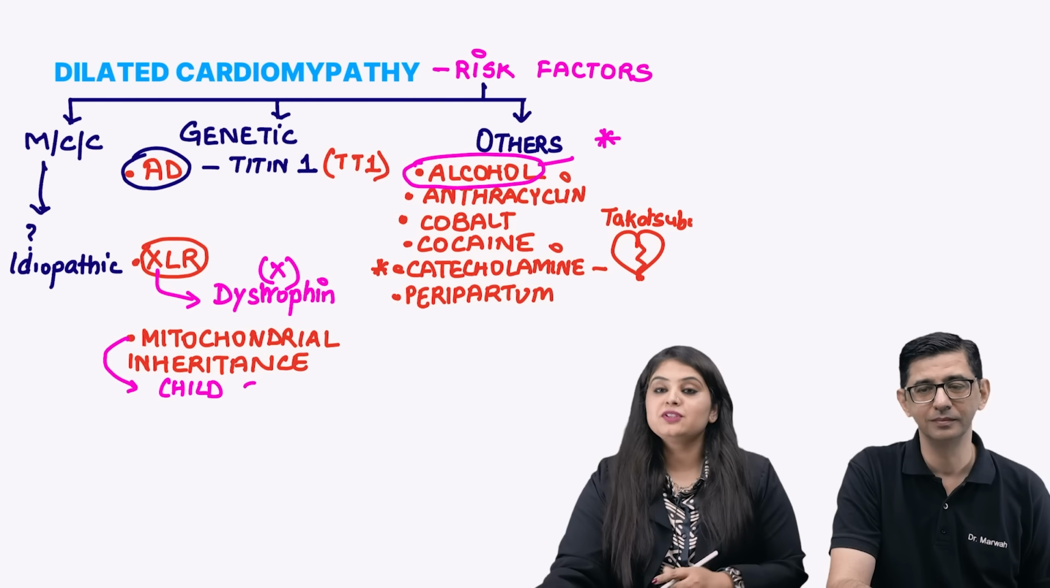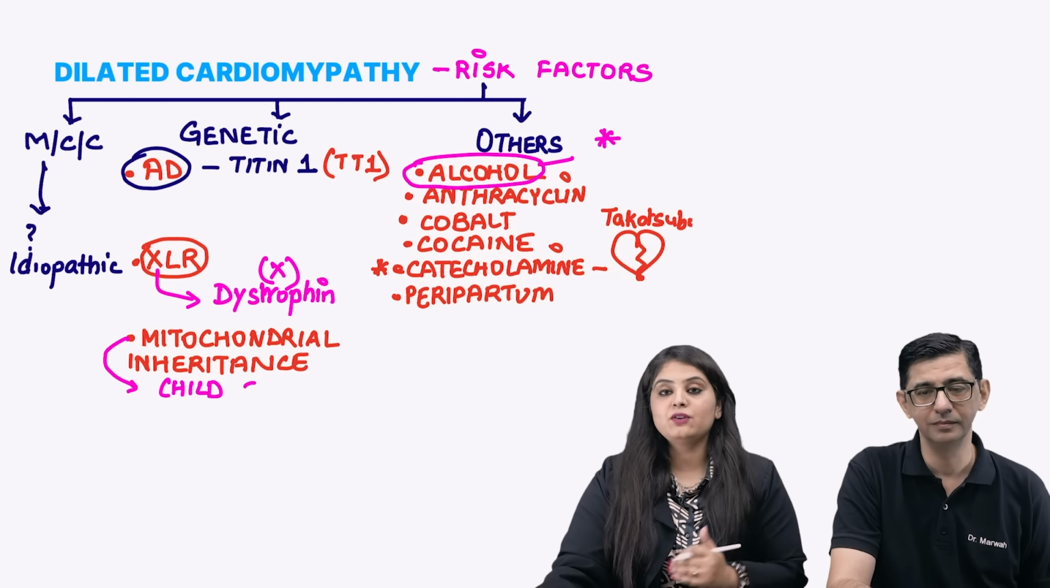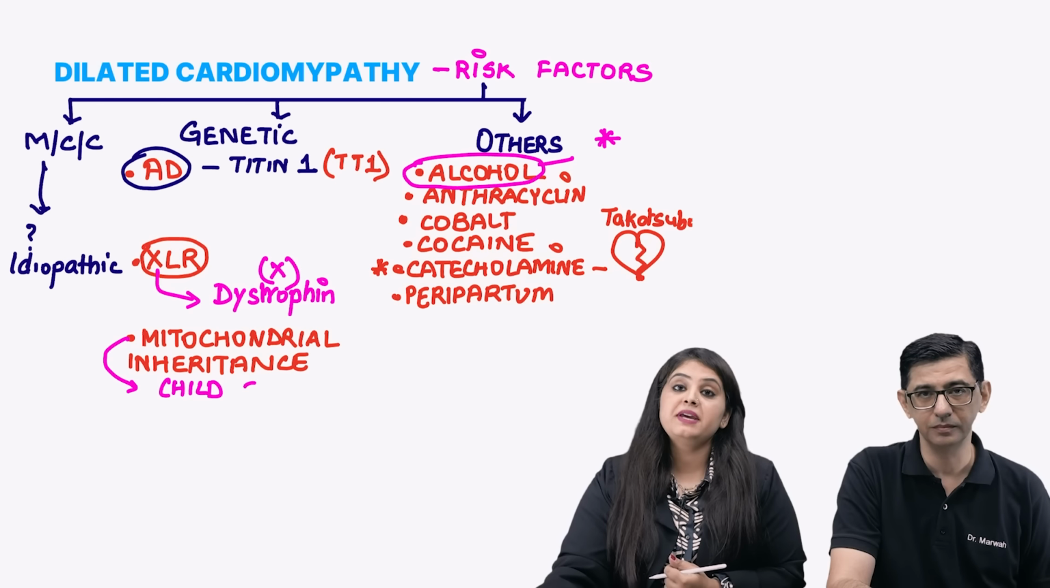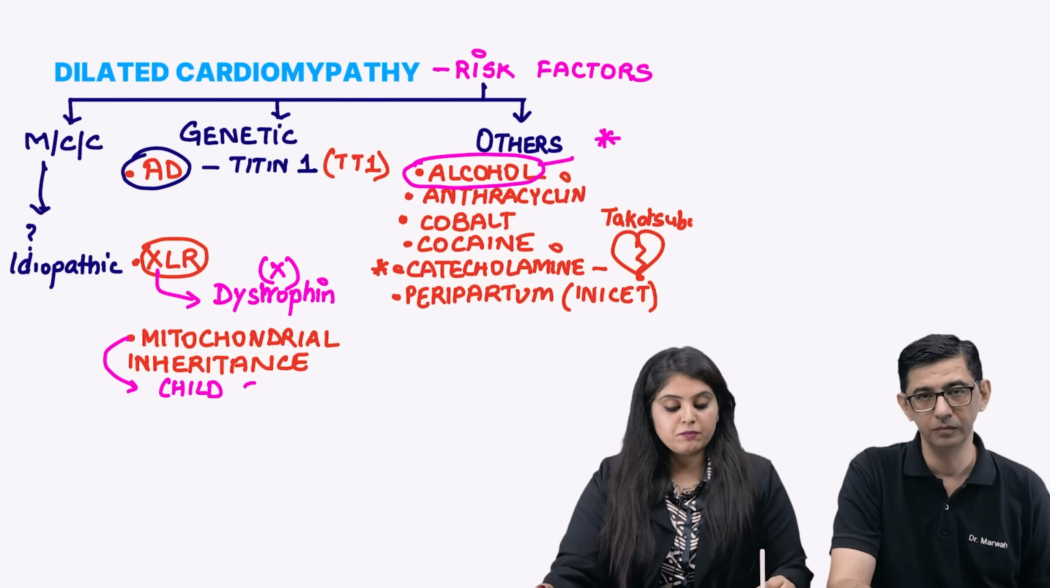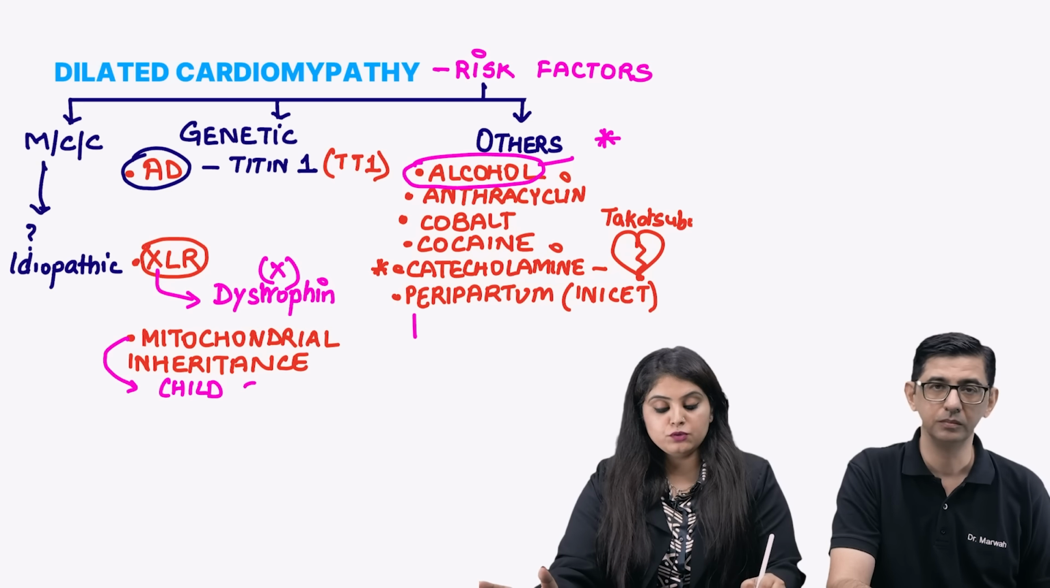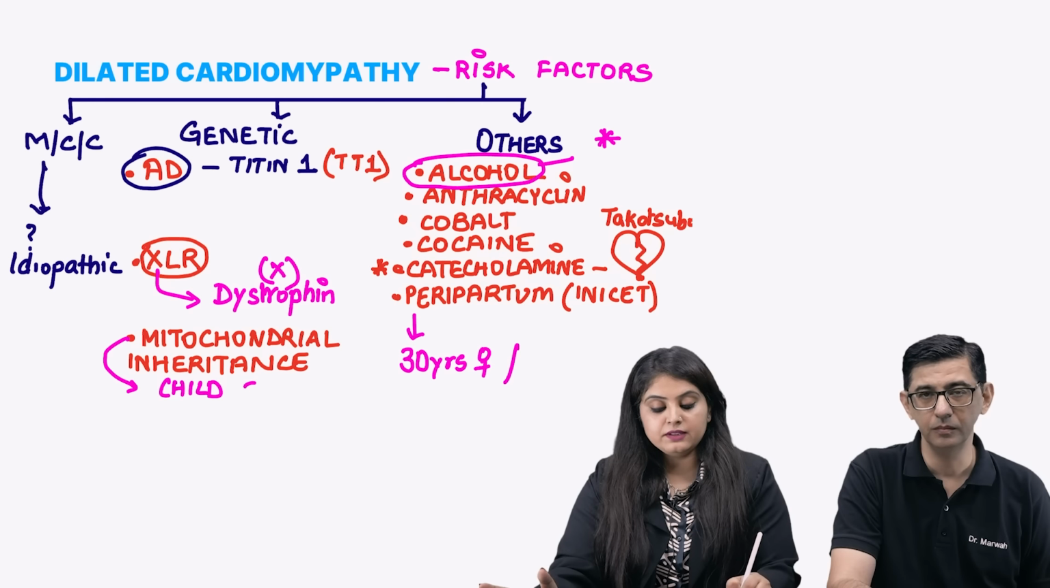Great. So that is for the later part. But coming back onto the other risk factors, we have peripartum also, which I want the INI-CET aspirants to especially note. Peripartum, of course, refers to somewhere close to the third trimester. So this usually presents somewhere around 30 years in a female and in the third trimester.